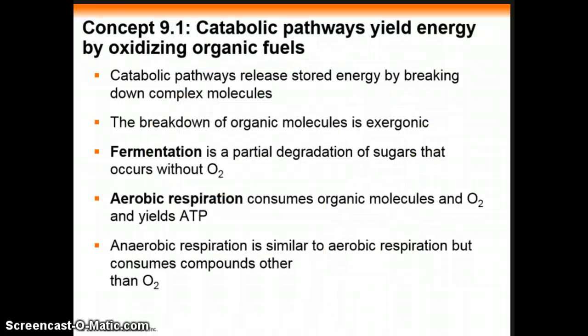So we're going to take a look at cellular respiration, and we're going to be looking only at that part of the carbon cycle where we are breaking apart organic molecules in order to release the stored energy. Again, a reminder, catabolic means to break apart. And when we break down these organic molecules, we have an exergonic reaction occurring.